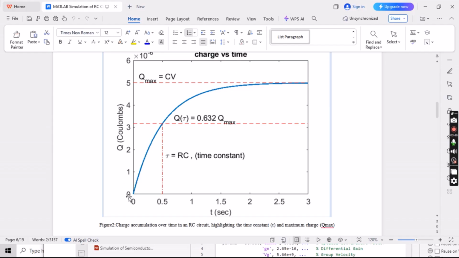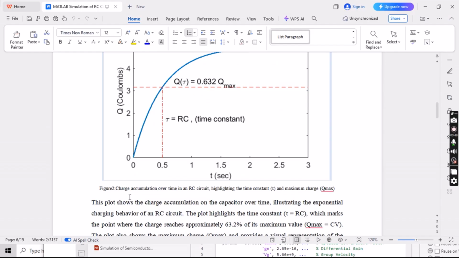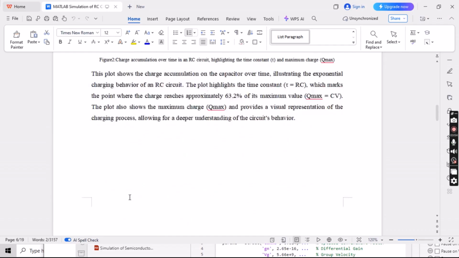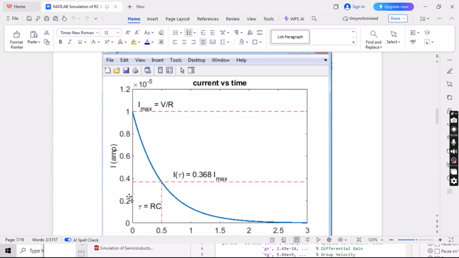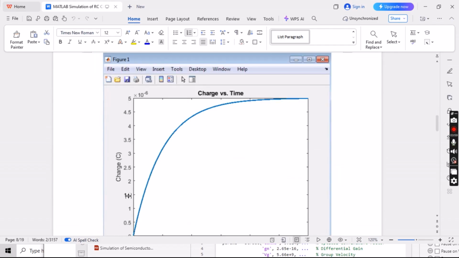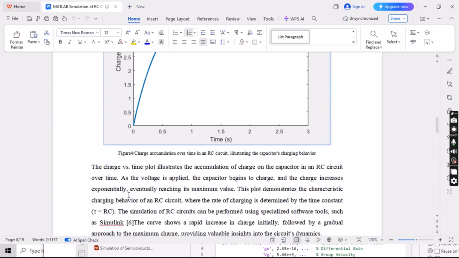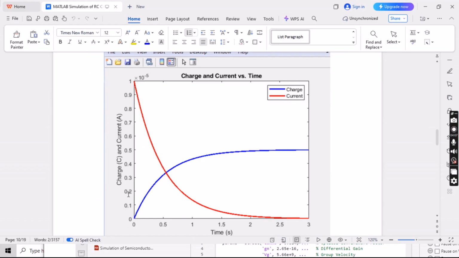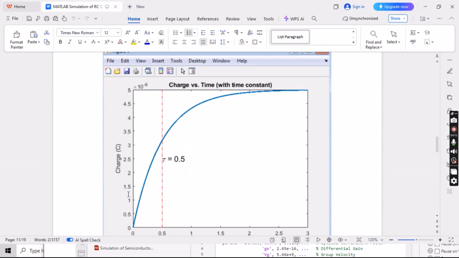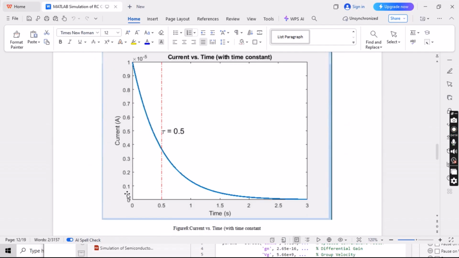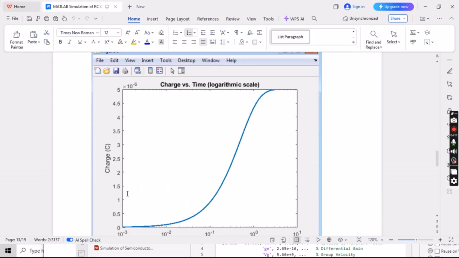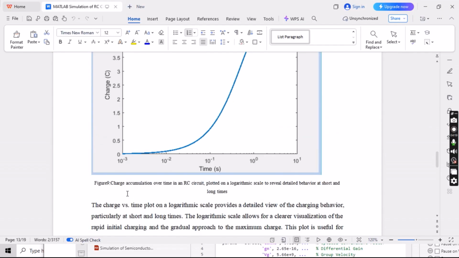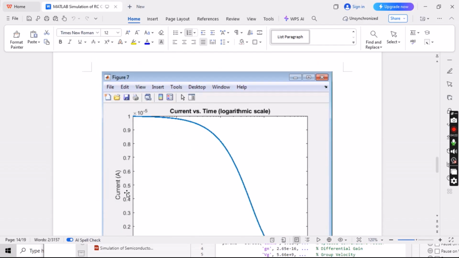This is the charge accumulation over time in an RC circuit, which highlights the maximum charge. This is the current versus time, and the charge versus time according to the RC circuit behavior. It depends on different values of resistance and capacitance. All the values or results are added in it, with a logarithmic scale as well, and current versus time.